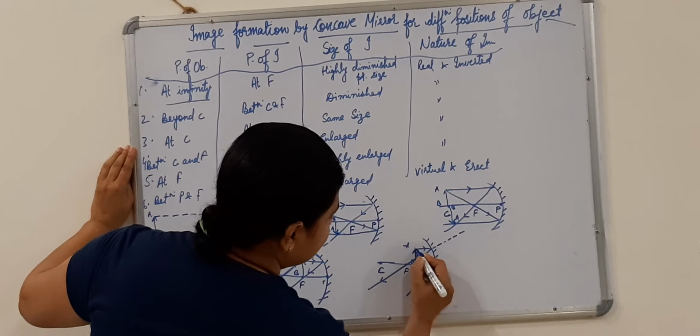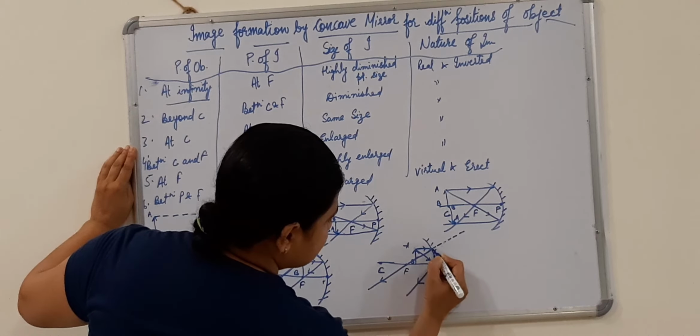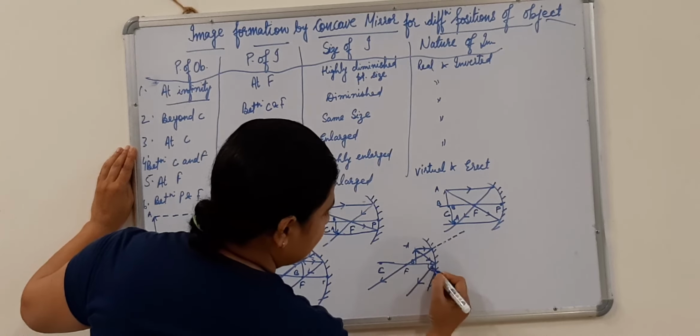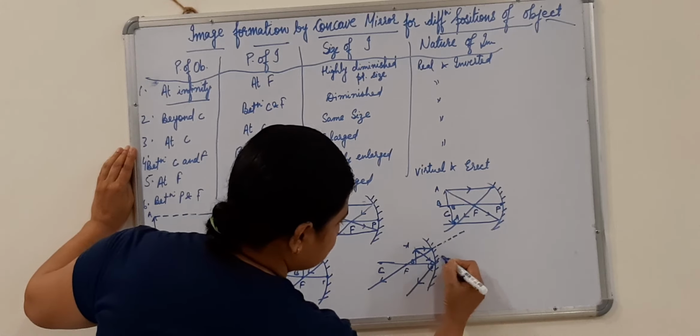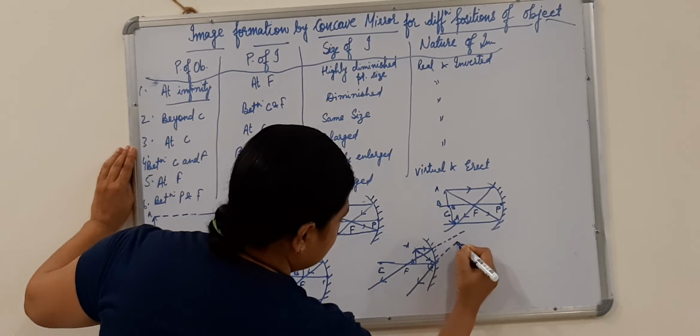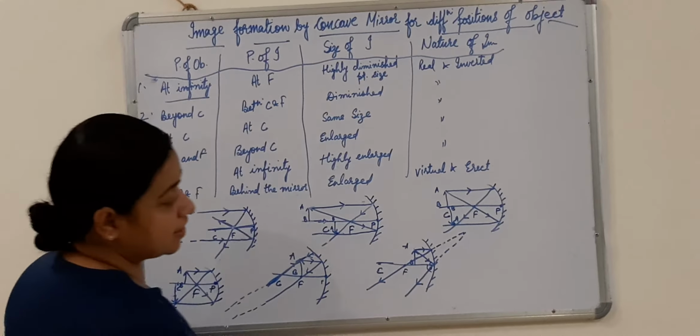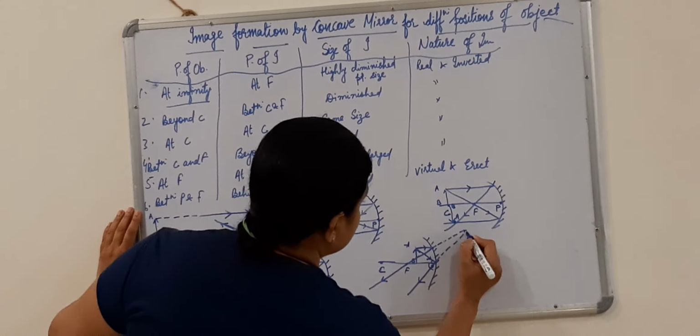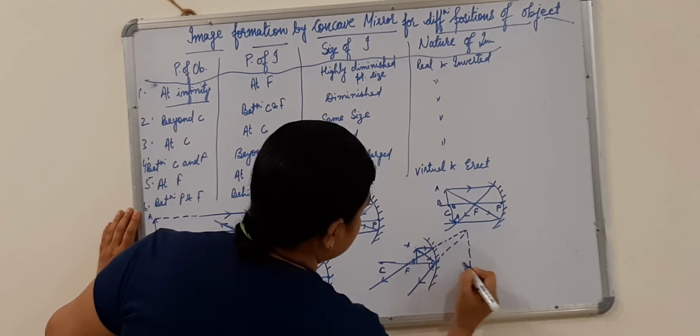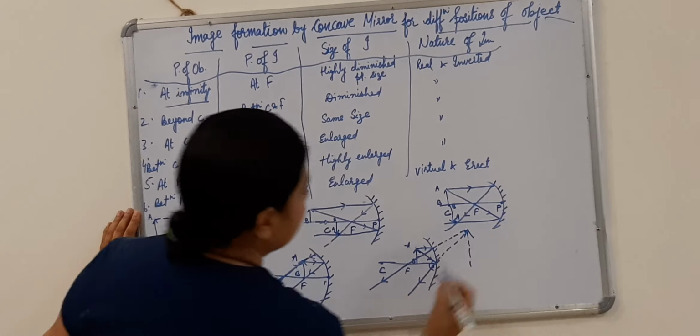This is the reflected ray. In the first case, this is the reflected ray, so I am tracing it back. In this case, this is the reflected ray, so I am tracing it back. Now you see, are they meeting somewhere? Yes, they are meeting at this point. In this case, the image is formed behind the mirror.